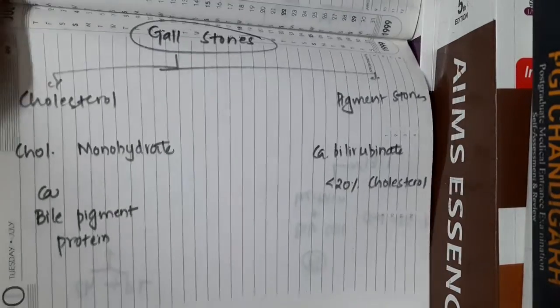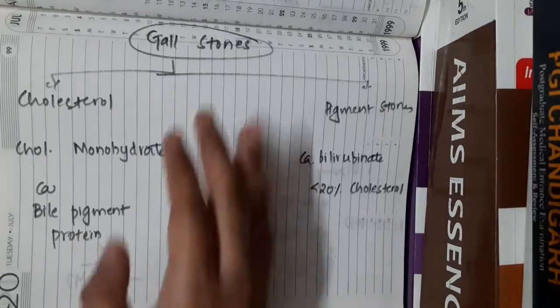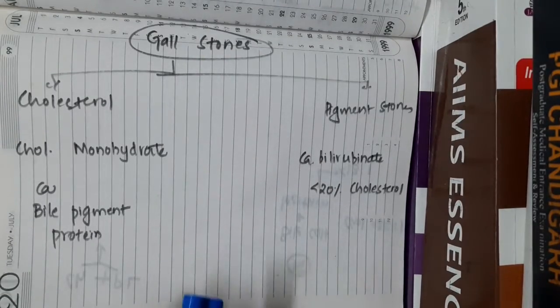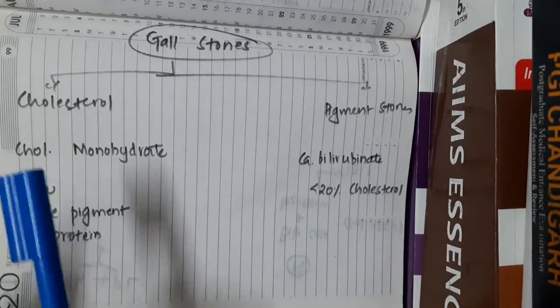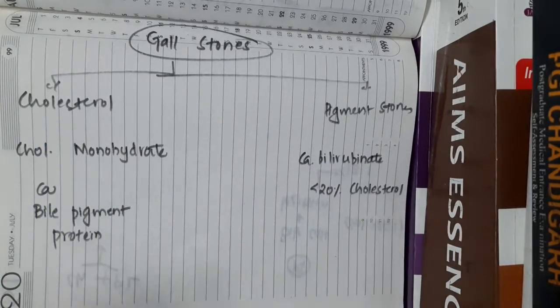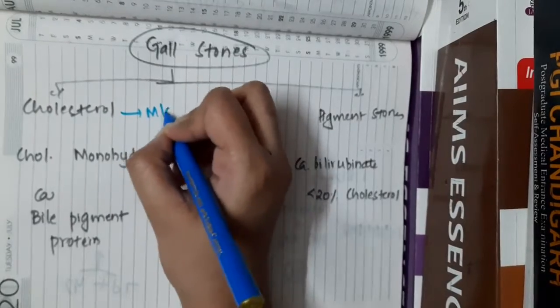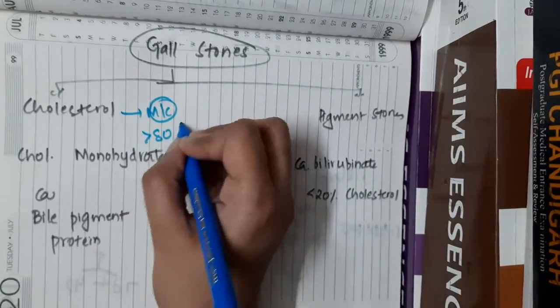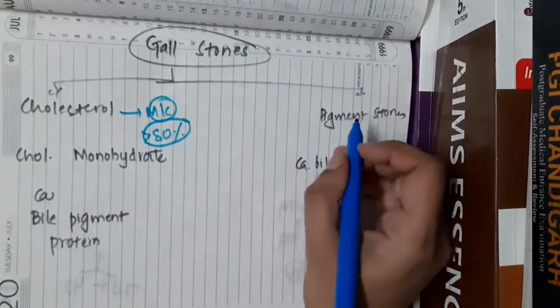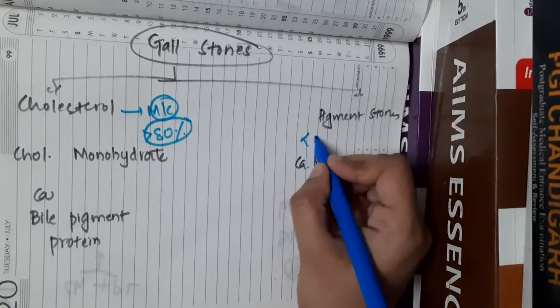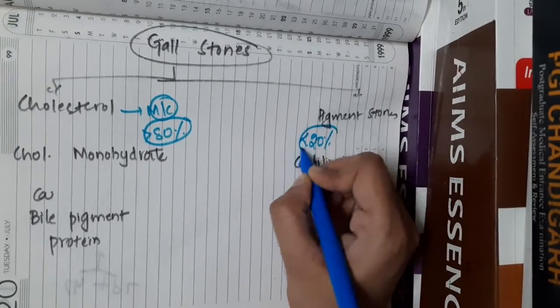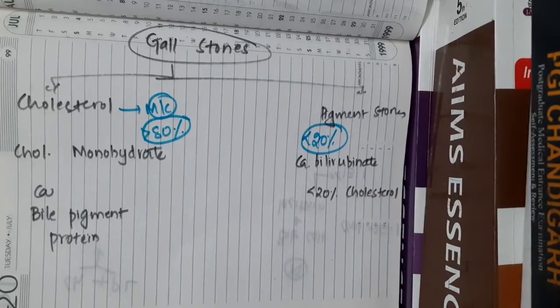So, as I have already said, gallstones can be divided into two types. One, we have cholesterol stones. Second, we have pigment stones. Cholesterol stones are most common and are seen in more than 80% of patients, whereas pigment stones are seen in less than 20% of individuals.